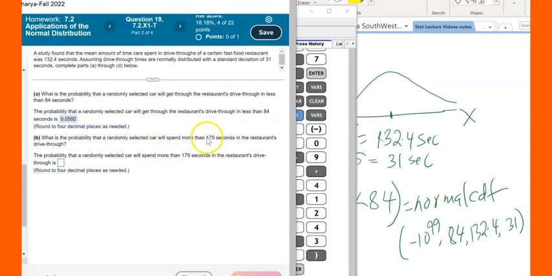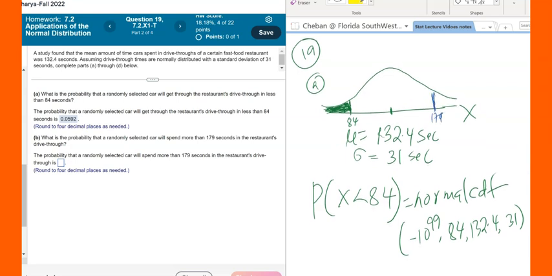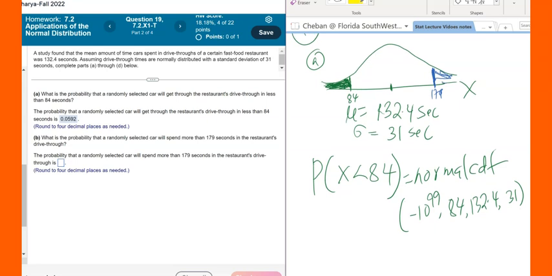And here is more than 179 seconds. That's another one, a similar question. Here in the first part it says less than 84 seconds. The second part says more than 179 seconds. Therefore, 179 is somewhere here. Let me just draw. The 179 is somewhere here, and you're looking for this area. Pretty much the probability of X more than 179.